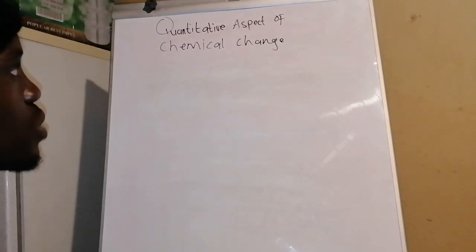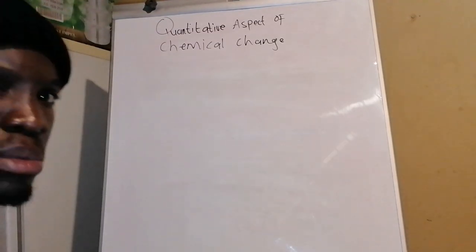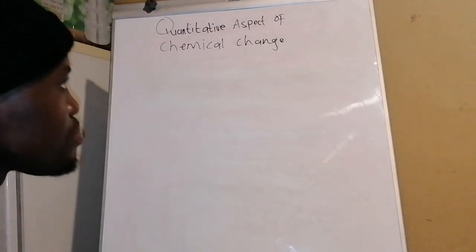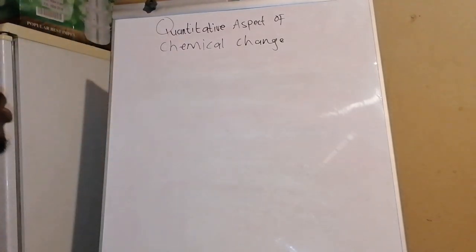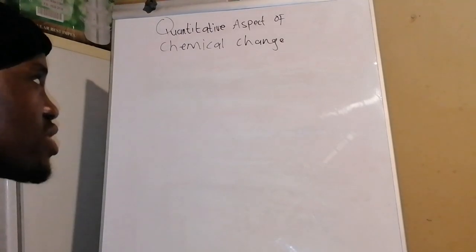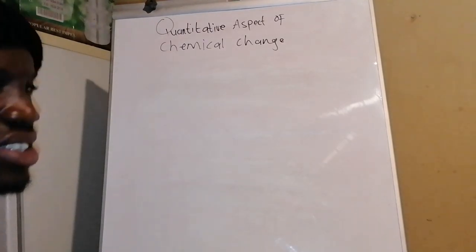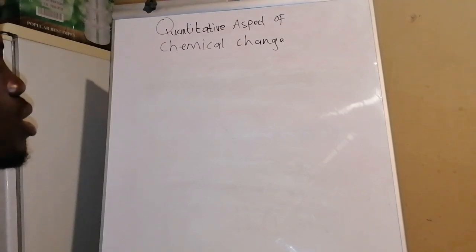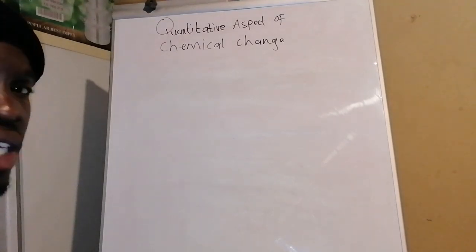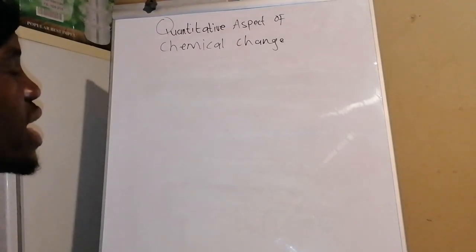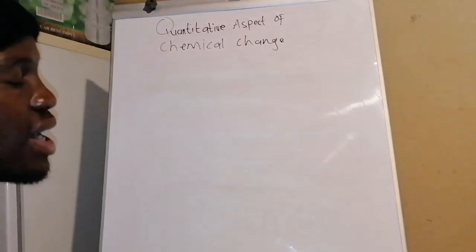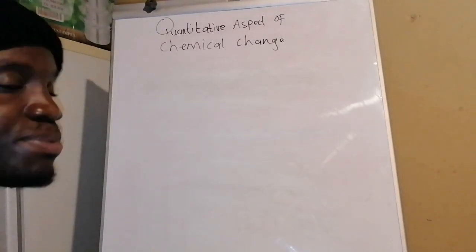Today we'll be doing quantitative aspects of chemical change, physical sciences, chemistry. The quantitative aspects of chemical change is a very broad topic, or a long topic if I can put it that way, but today we'll be focusing on finding the empirical formula and the molecular formula.